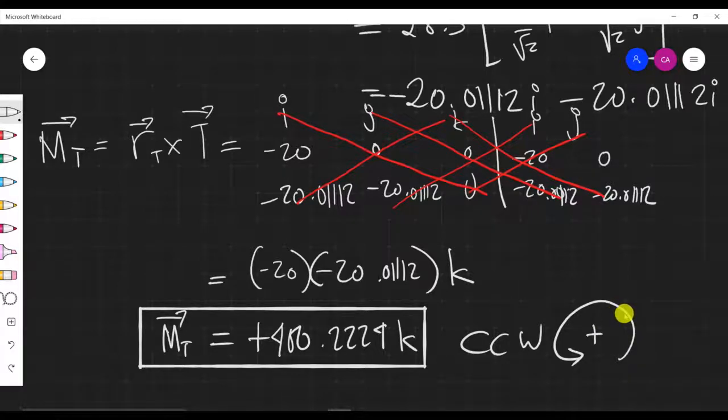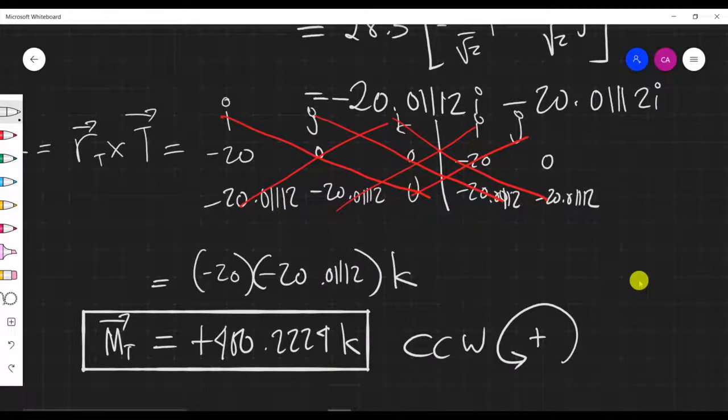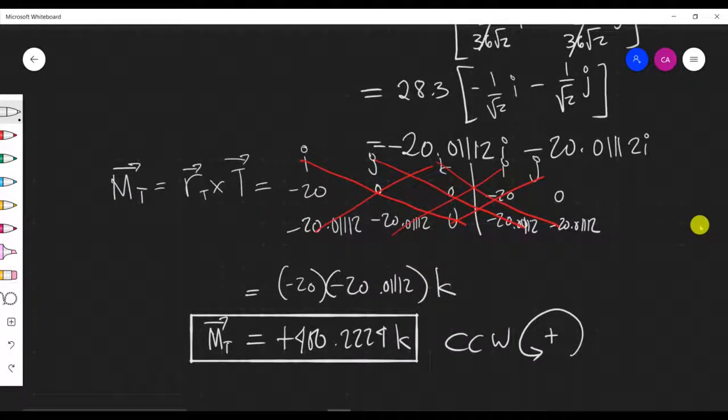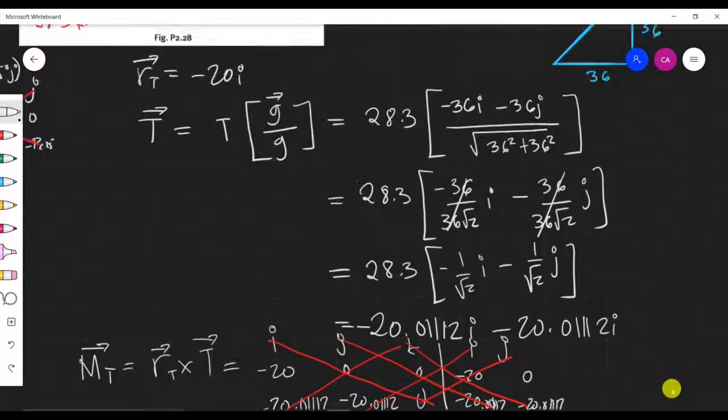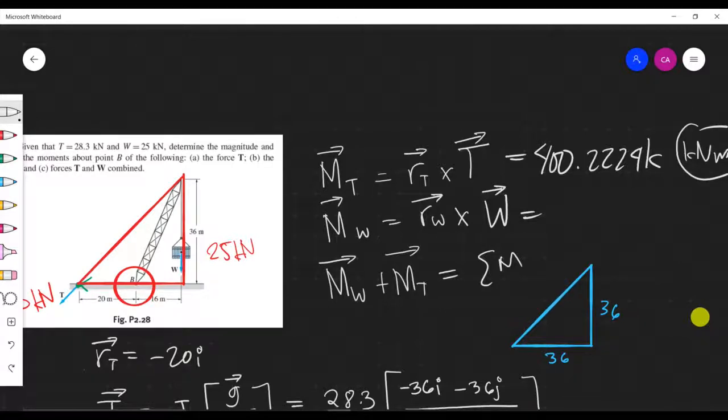Pero hindi laging counterclockwise ang positive, sabi ko nga sa lecture natin. In this scenario lang, counterclockwise niya positive. Okay? So, imagination, kailangan natin na imagine. Okay na yung MT, no? So, MT is equal to 400.22 k positive. This is in kilonewton meter. Yan yung units.